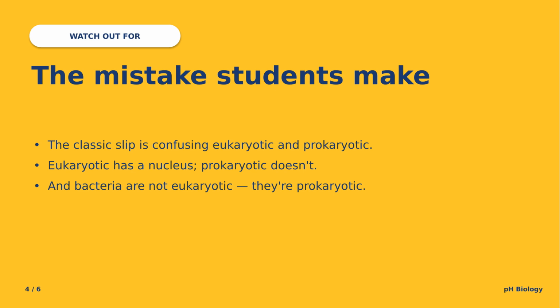The classic slip is confusing eukaryotic and prokaryotic. Eukaryotic has a nucleus, prokaryotic doesn't, and bacteria are not eukaryotic, they're prokaryotic. The presence or absence of a nucleus is the single most important distinguishing feature when you're asked to identify a cell type in an exam.